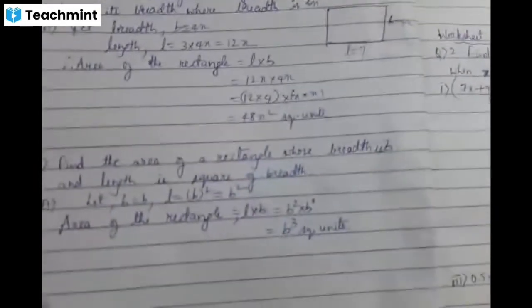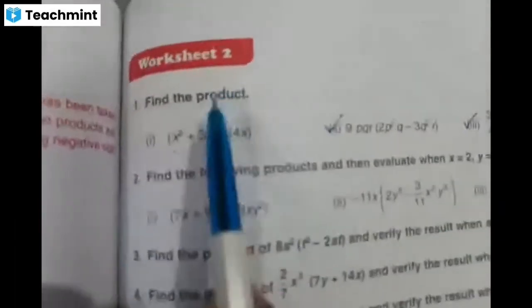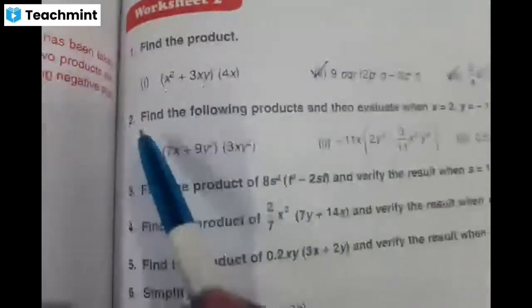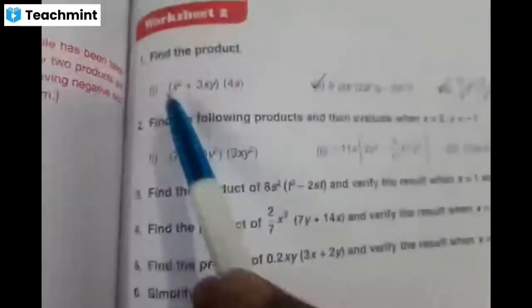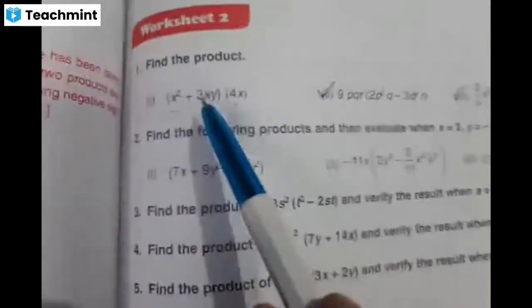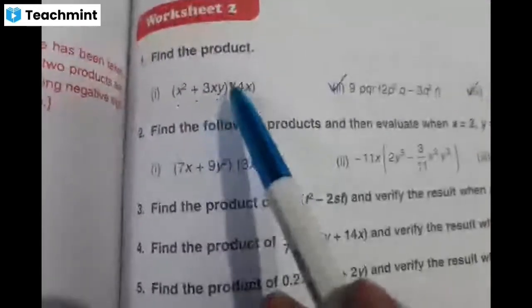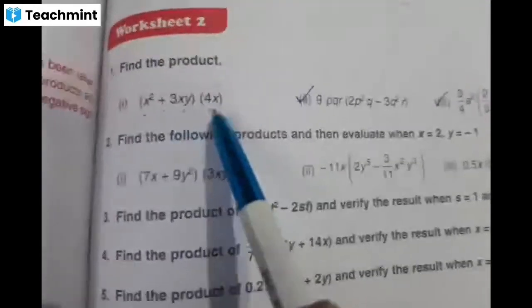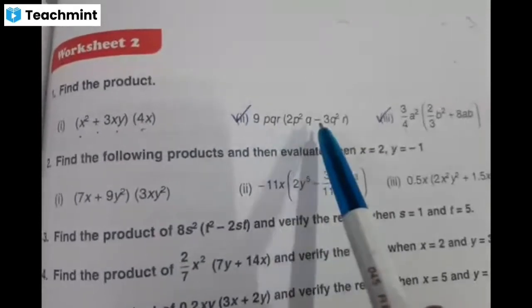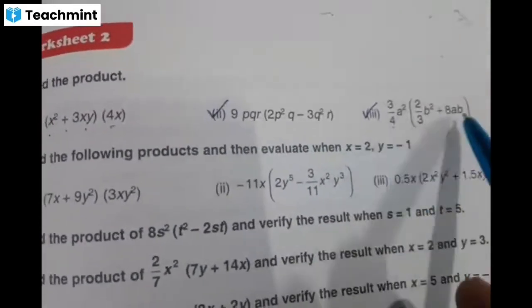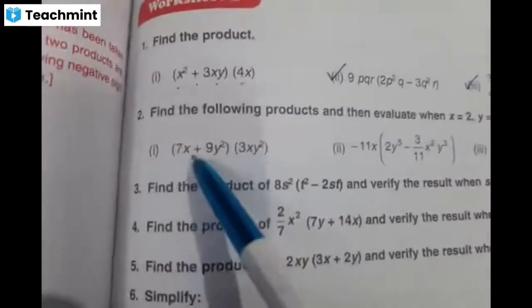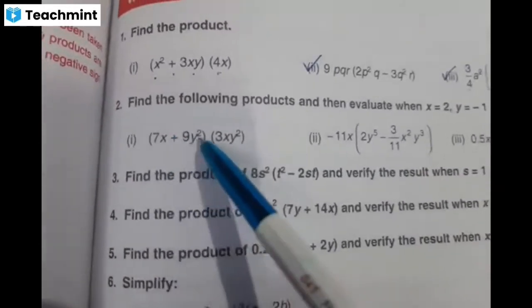Now let us continue with the worksheet 2. Worksheet 2, we have solved first main, children. Let us move to second main. In worksheet 2, what we have done? We have multiplied binomial with a monomial. Here, monomial with a binomial. So, second main also we have got the same.